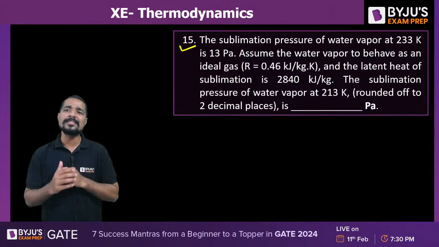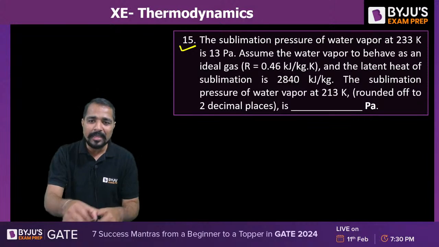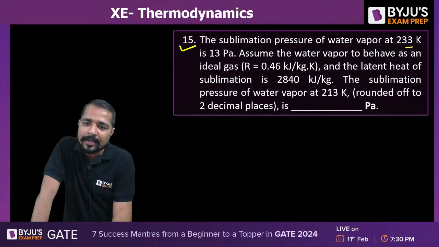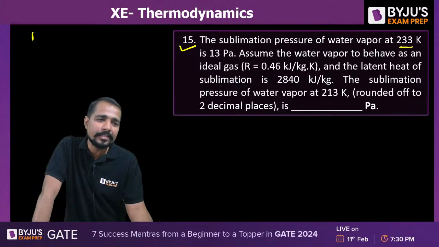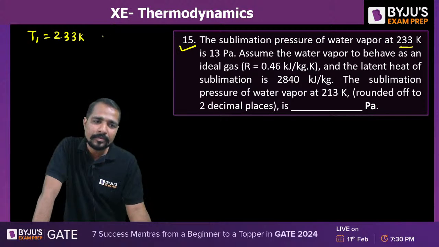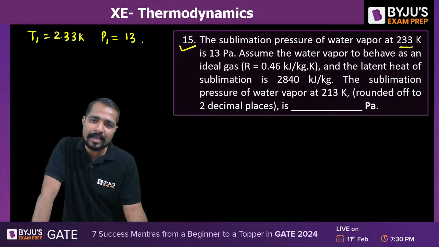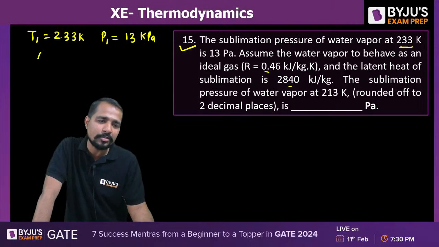Application of Clausius-Clapeyron equation. The sublimation process of water vapor at this temperature, my dear, this T1 is given to us as 233 Kelvin, and P1 is also given to us, that is 30 kilopascal. After that, assume water vapor R is given, latent heat ΔH is also given, that is 2840 kJ per kg.